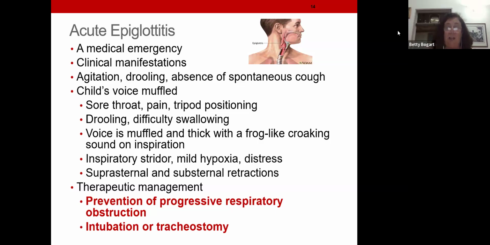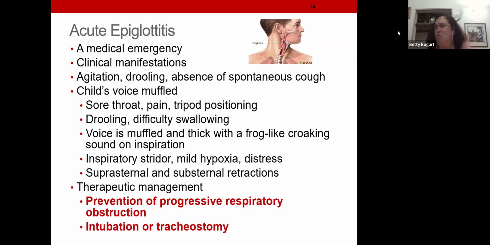If you think a child has epiglottitis, you need to get an endotracheal tube in there, so an intubation tray and a tracheostomy tray. That's your priority because airway, airway, airway. No airway, nothing else matters. Now, I've never had to use it, but it is very, very scary.